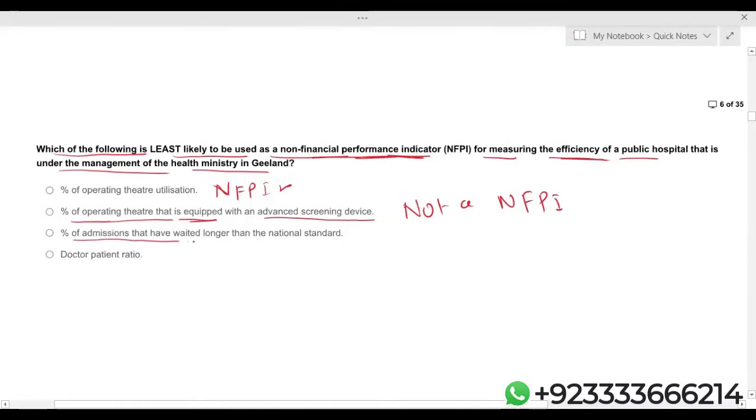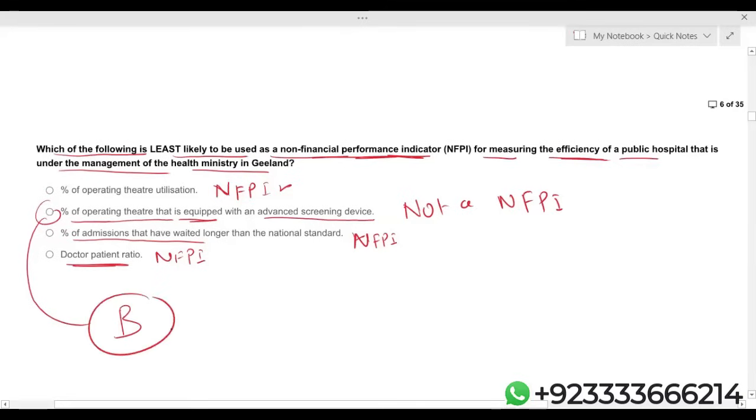Percentage of admission that have waited longer than the national standard. This is non-financial performance indicator. Doctor-patient ratio is also non-financial performance indicator. Only the second one, B, is your answer because it is not. Other than B, everyone is representing the resource utilization. B is just representing that within the theater there's an advanced equipment. So B is not a non-financial performance indicator.